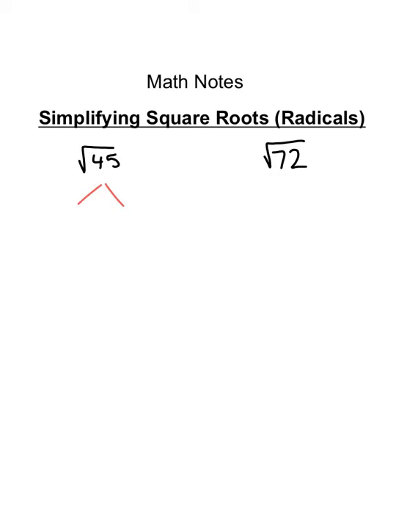Numbers that multiply to 45 are 9 times 5. And 5 is a prime number, so that stops, but 9 can be broken apart into 3 times 3. So this 9 is special. The square root of 9 is 3, because 3 times 3 is 9. So what we do is we can square root 9, and we get the number 3.